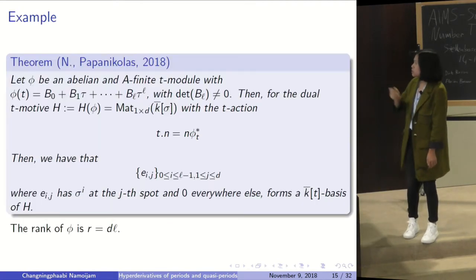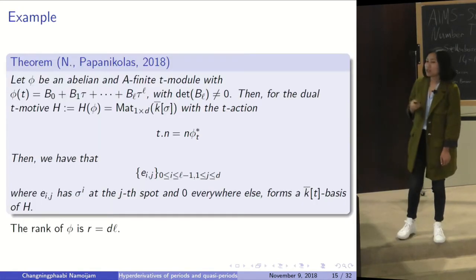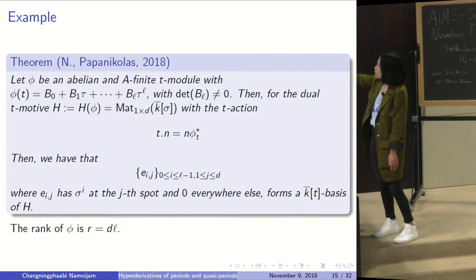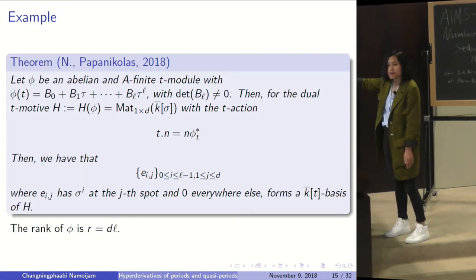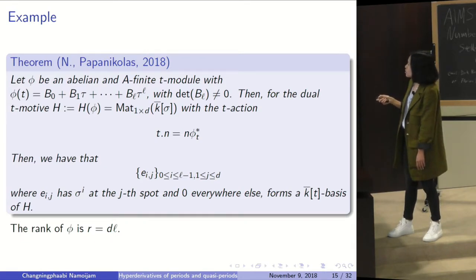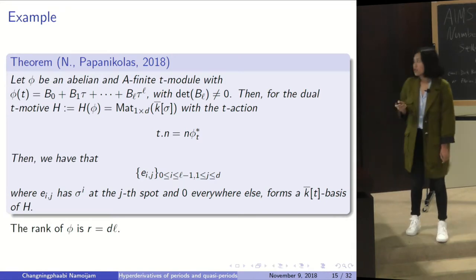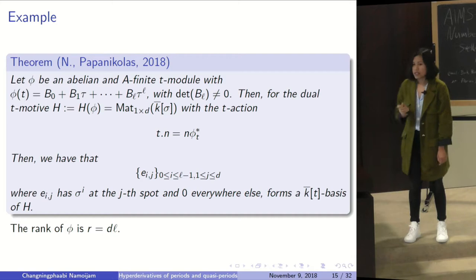So I will do one specific example. In this case, I want to take a T-module which is abelian and A-finite, but also the matrix of the highest coefficient is going to be invertible. Then for the duality motive H, which I took earlier to be these row vectors, with the T action given in this way, we have that E_ij, row vectors with d-tuples where sigma to the power i is in the jth spot, form a K[t]-basis of H. So the rank of E is dl.